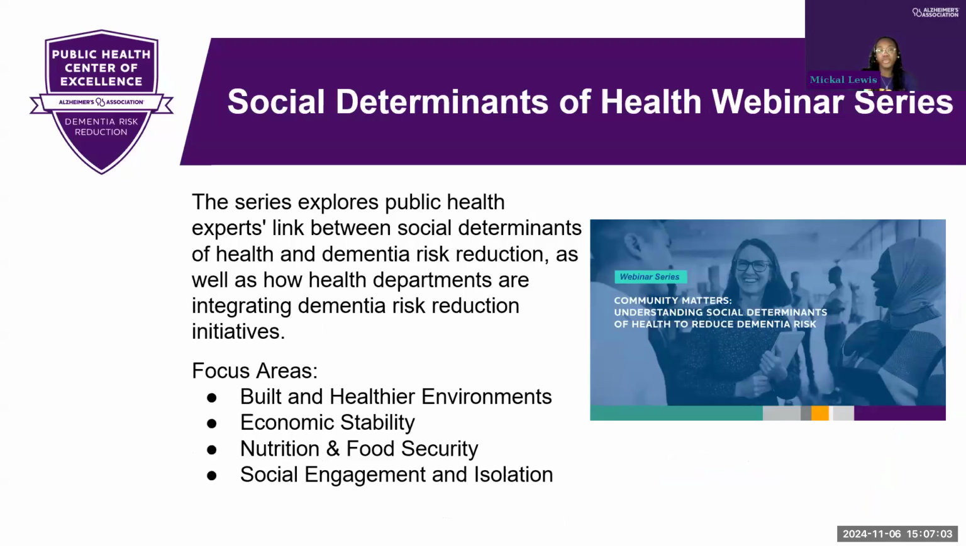Great. So for our social determinants of health webinar series, you can view this playlist on our Alzheimer's Association Public Health YouTube channel. During this series, we got to hear from academic research experts linking the relationship between social determinants of health and dementia risk reduction, as well as from state and local health departments about how they were able to integrate dementia risk reduction into the work they are already doing. I did want to point out that we highlighted economic stability, nutrition and food security, social engagement and isolation, and healthier environments, and how this work is not only linked to our social determinants of health, but can also assist in improving brain health.